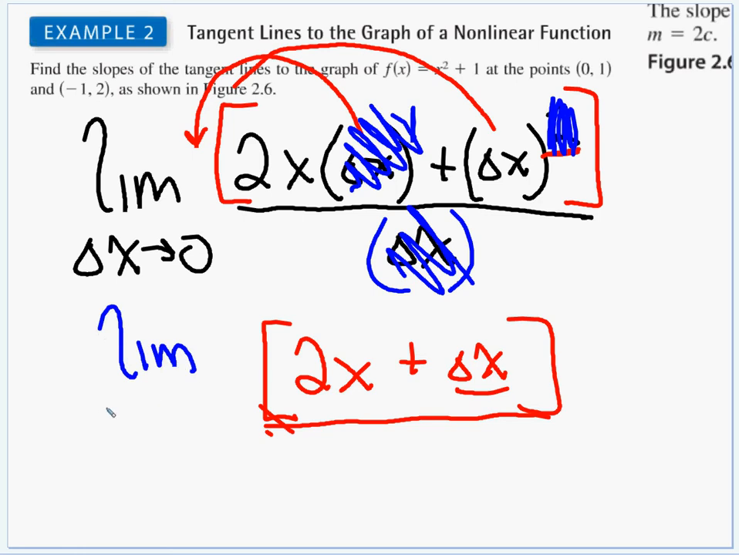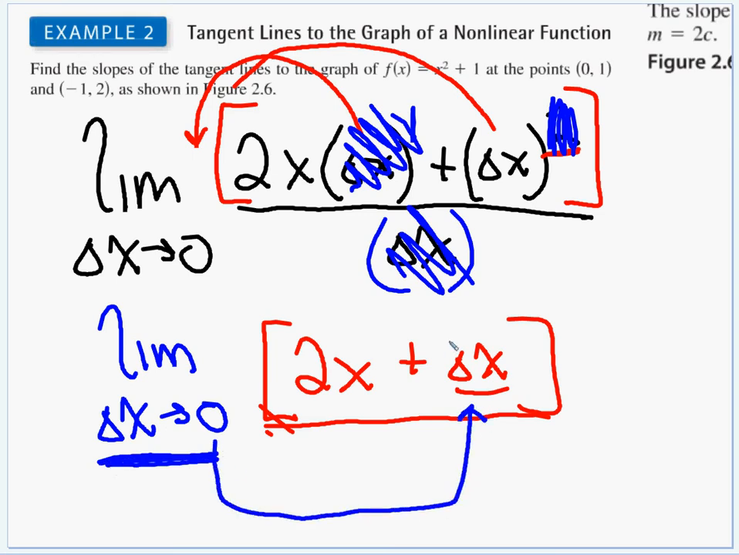Our limit still wants to head to 0, but now it's safe to do so. If we're going to let delta x go to 0, that 0 is going to plug in right here. It's no longer division by 0, so this is just going to turn into a 0, and our answer is 2x.